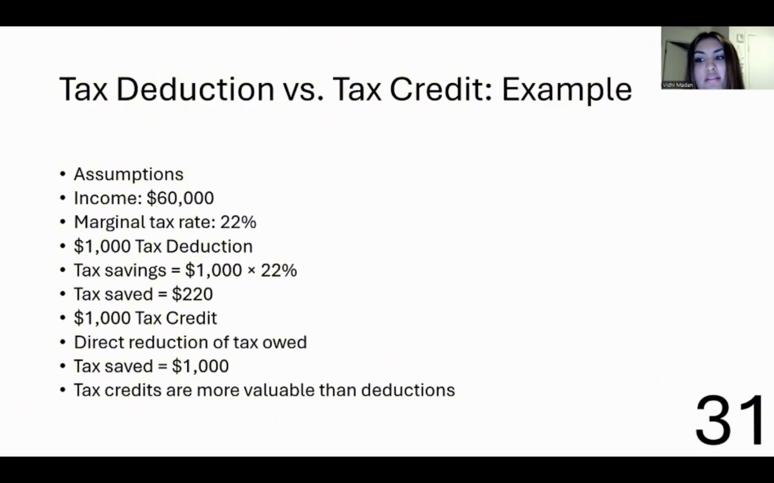Now let's compare this to a $1,000 tax credit. A tax credit reduces the taxes owed directly, dollar for dollar, meaning the taxpayer saves the full $1,000. This shows why tax credits are generally more valuable than deductions.